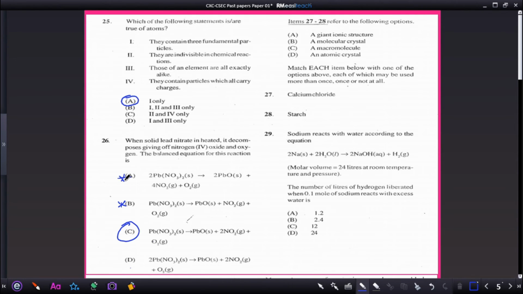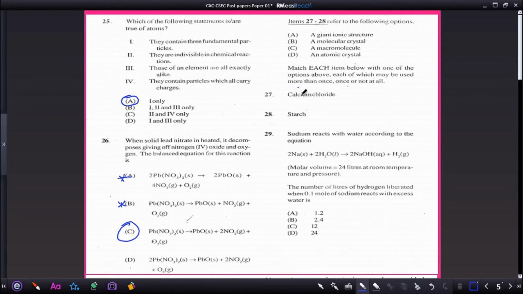Items 27 to 28 refer to the following options: a giant ionic structure, a molecular crystal, a macromolecule, an atomic crystal. Match each item below with one of the options above, each of which may be used more than once, or not at all. Calcium chloride.